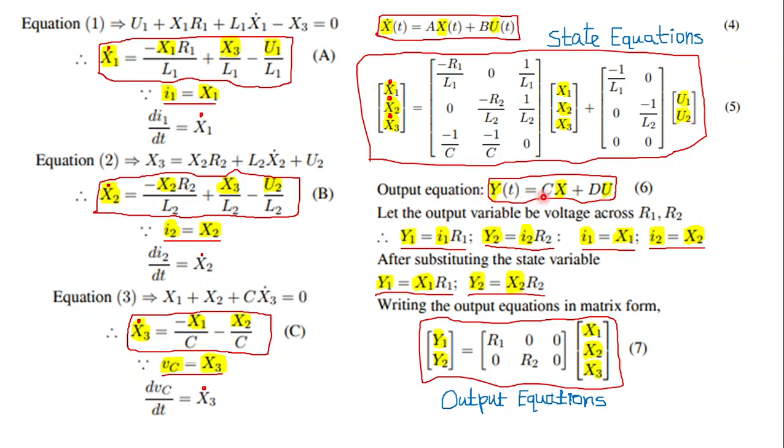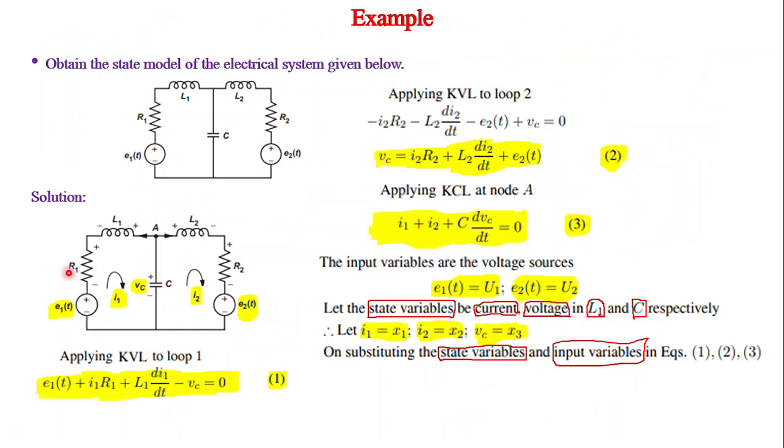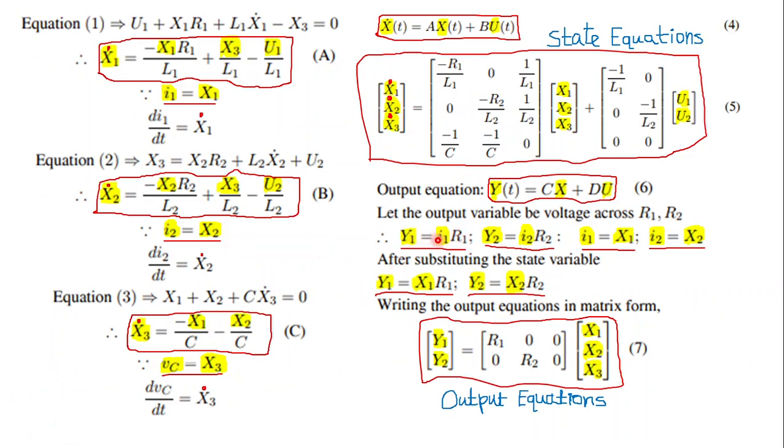The output is in the form Cx plus Du. What is the output? We are going to take the outputs as the voltage across resistances R1 and R2. It is not necessary that we take only like that; we can take it in any way. Here we take the voltage across the resistances as the outputs. So y1 is I1 R1, because the current flowing through R1 is I1. The current flowing through R2 is I2, so I2 R2 is the voltage across R2. We know I1 is x1 and I2 is x2, that is how we have chosen. Therefore, y1 is x1 R1 and y2 is x2 R2.